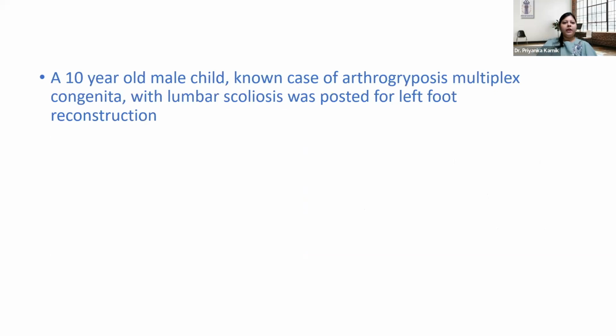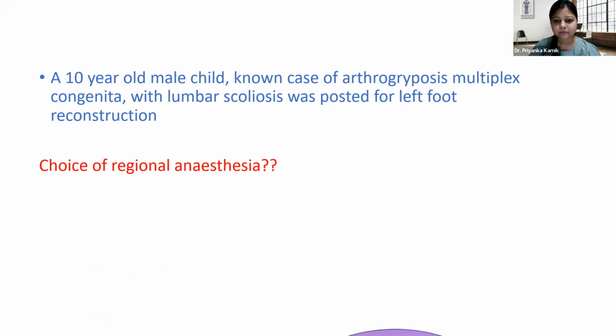The next scenario is a 10-year-old male child. He is a known case of arthrogryposis multiplex congenita with lumbar scoliosis posted for left foot reconstruction. Now again, here because of the scoliosis, we will not be able to give the caudal block or the epidural also. So what will be your choice of regional anesthesia?